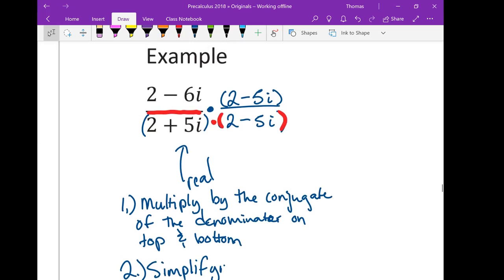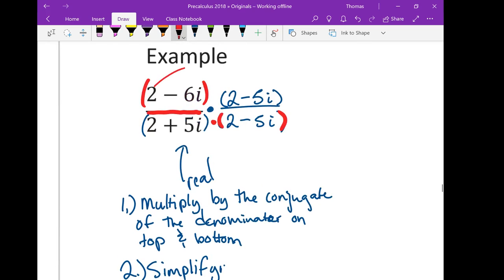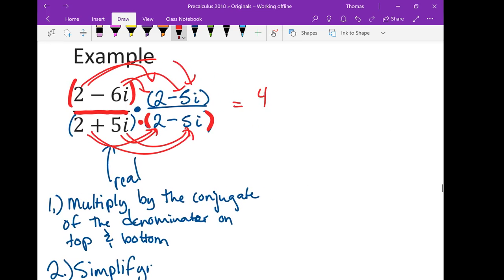So looking at this problem, I'm going to distribute, because we're multiplying real and imaginary parts, I need to distribute them, and start to simplify the top and bottom. All right, on the top, 2 times 2 is 4. 2 times negative 5i is negative 10i. Negative 6i times 2 is negative 12i. Negative 6i and negative 5i is positive 30i squared.